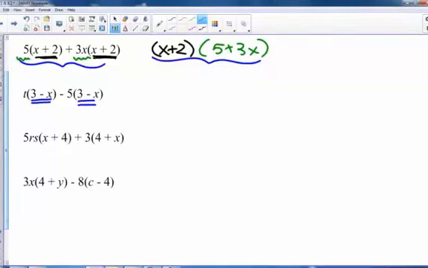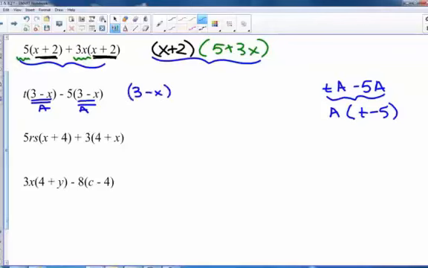Let's say we had ta minus 5a. So let's say instead of 3 minus x, that was an a. Looking at this, I can pretty darn easily see that a is what's in common, and I'm left over with a(t minus 5). That's exactly all we're doing, but instead of a, it's a binomial, 3 minus x. And when I take that 3 minus x out, I'm left with my t minus 5.